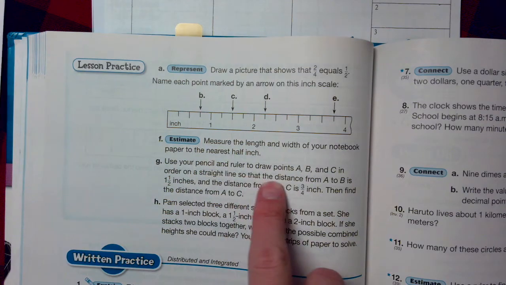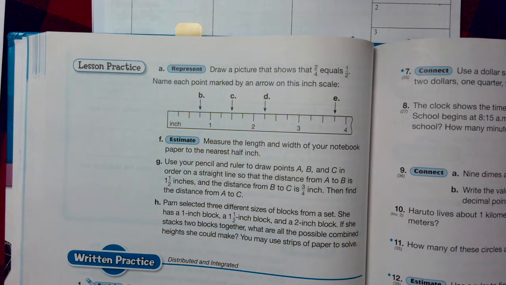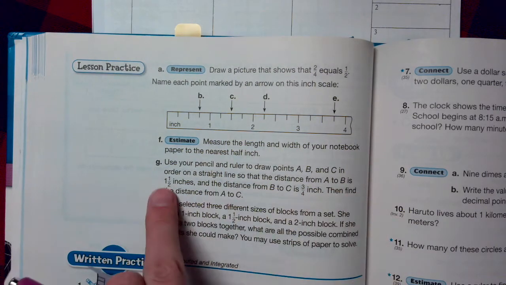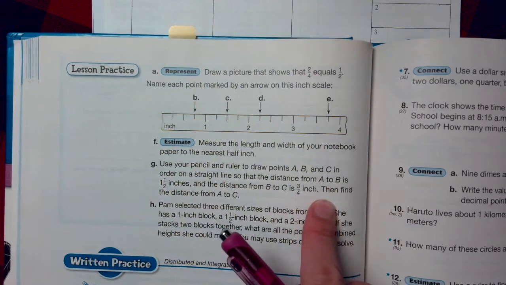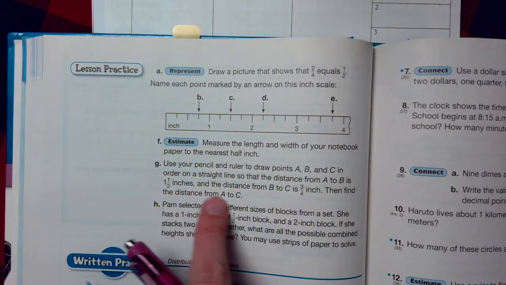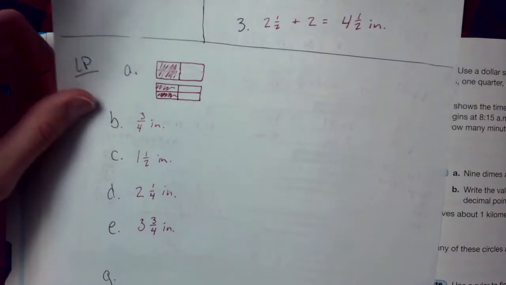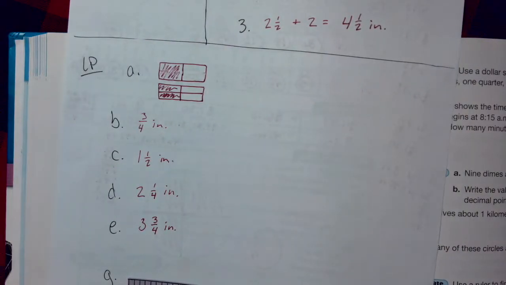Use your pencil and ruler to draw points A, B, and C in order on a straight line so that the distance from A to B is 1.5 inches and the distance from B to C is 3/4 inches. Then find the distance from A to C. Okay, so we got to start with A. I'm just going to draw a dot.